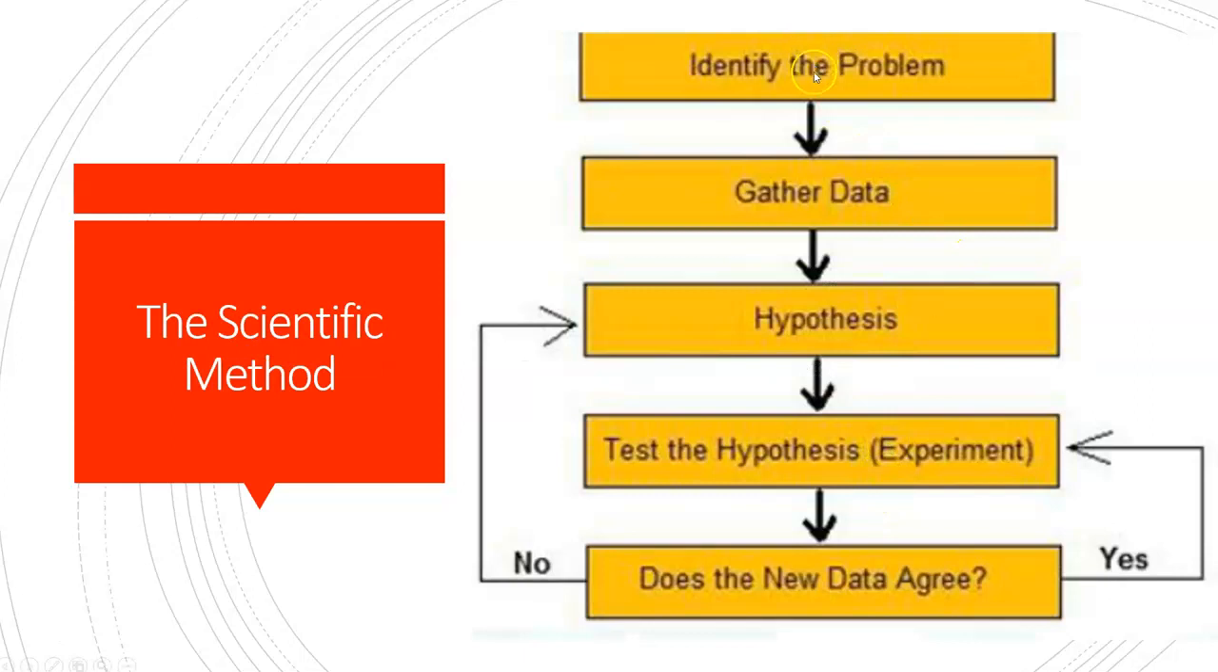Alright, so here's a flowchart that shows the scientific method. So if we get to the point of testing the hypothesis, and if the data agrees with the hypothesis, maybe you test again to further confirm your results. And if there's not an agreement, then you go back and modify the hypothesis.